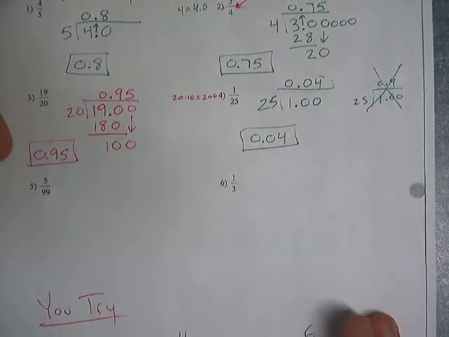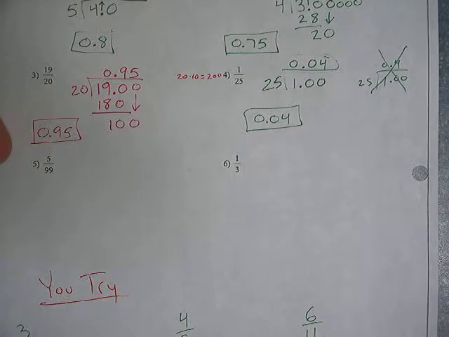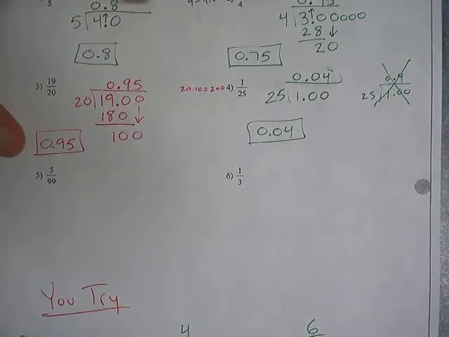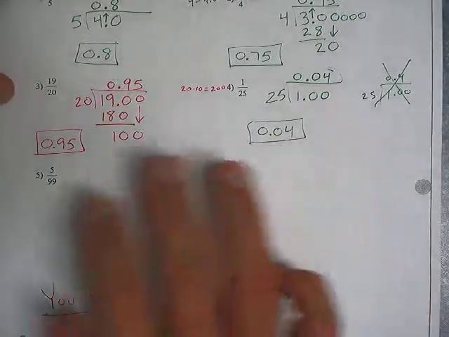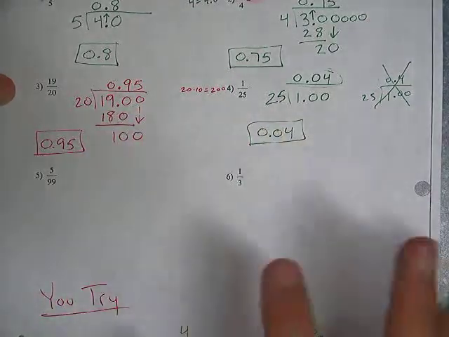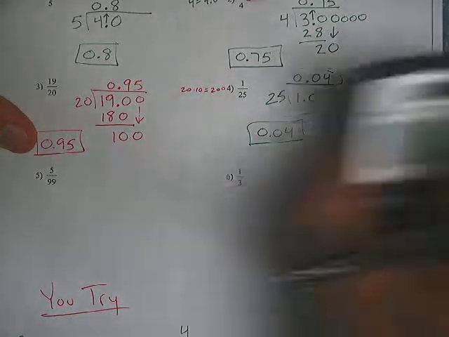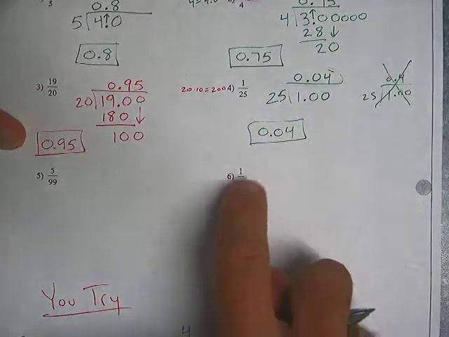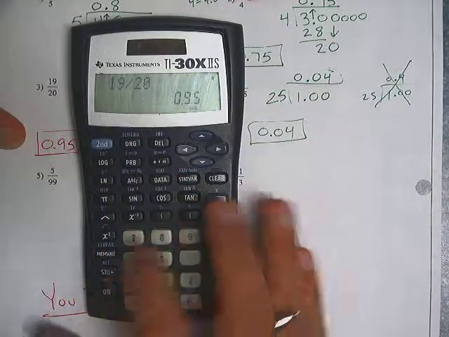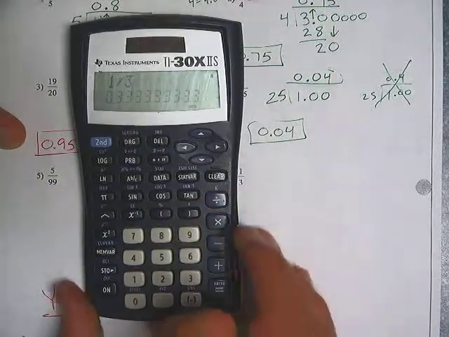Notice, too, that I haven't just been circling the answer on top of my division. I want you to write it separately, especially when we get to these last two. It's even more important. So if I come down to number 5 and 6, these are kind of 7th grade material. These are not going to be regular decimals. They're going to be decimals that go on forever, and in this case, repeat. So let's see what happens.